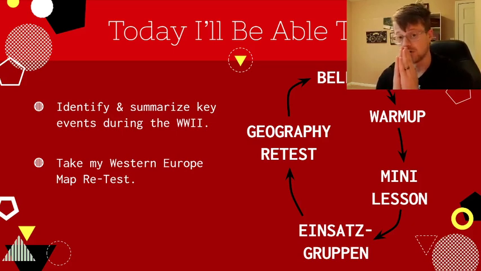At the end of the block, we're going to do a retest on geography, so that'll be available for you in the plus stuff folder. So go look for that. It'll say Western Europe map quiz attempt 2. Okay, and go ahead and take that.